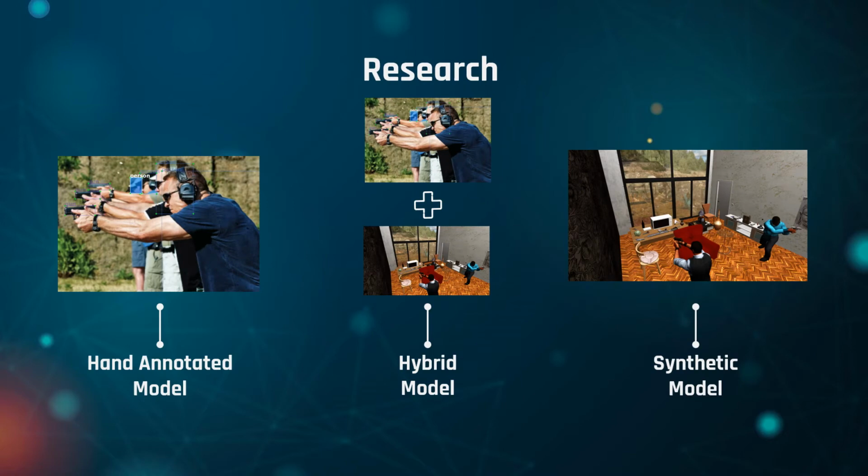We created 3 models, one using our own hand-annotated images only, one using synthetic images extracted from video games, and lastly, a hybrid of both. We then measured the effectiveness based on their mean average precision at different thresholds.